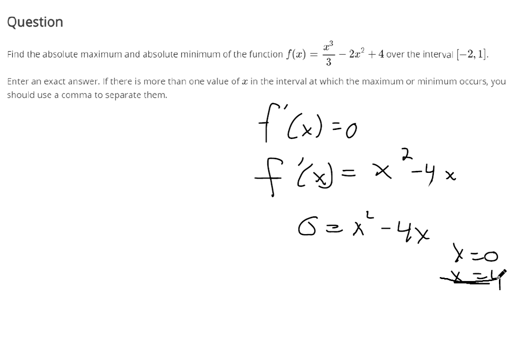Now I'm going to scratch this one out because 4 isn't even in my interval. X equals 0 is possible. So now we have three values that have the potential maximum and minimum. It's got to be either x equals -2, x equals 1, or x equals 0.